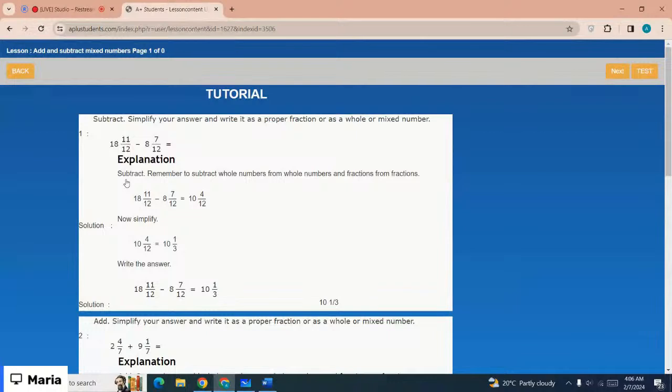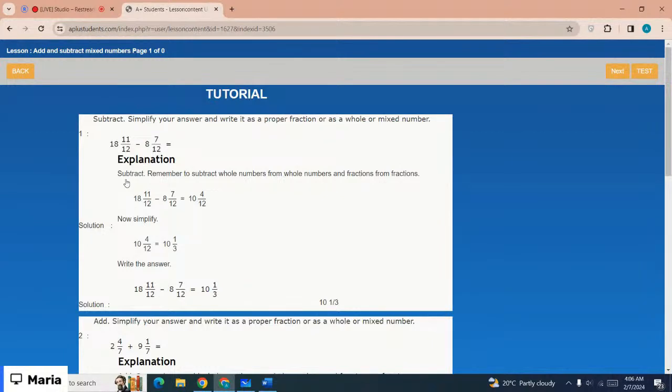So you need to subtract. First you can subtract the whole numbers, 18 and 8. 18 minus 8 is 10. Now you can subtract the fractional part, that is 11 over 12 minus 7 over 12. They both have exactly the same denominator, so you simply subtract their numerators. 11 minus 7 is 4 over 12. The correct option is 10 whole 4 over 12.